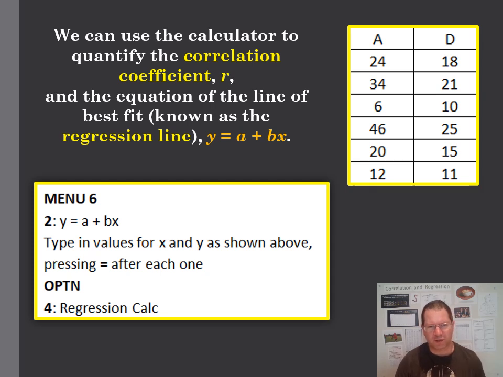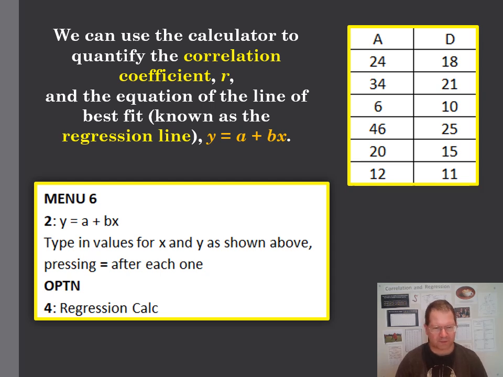So as it says, we can use the calculator to quantify the correlation coefficient, which has the letter R. We can also work out the equation of the line of best fit, although that is not an expectation, even though the information comes up at the same time as the correlation coefficient. So the equation is y equals a plus bx, and your calculator would give you the values of a and b, where a is the y-intercept and b is the gradient.